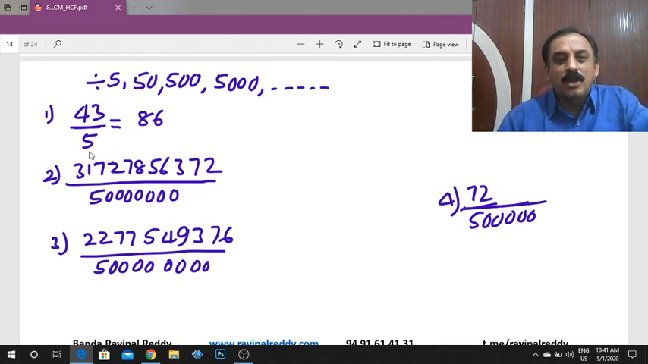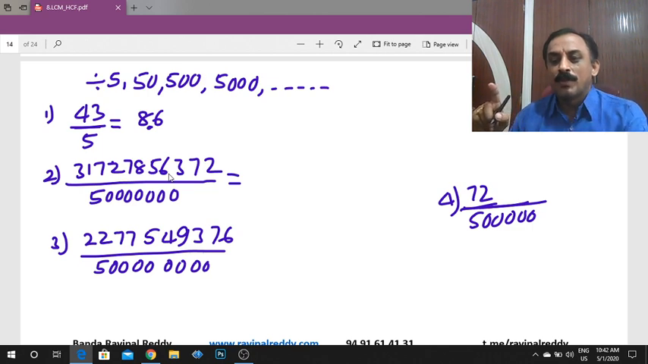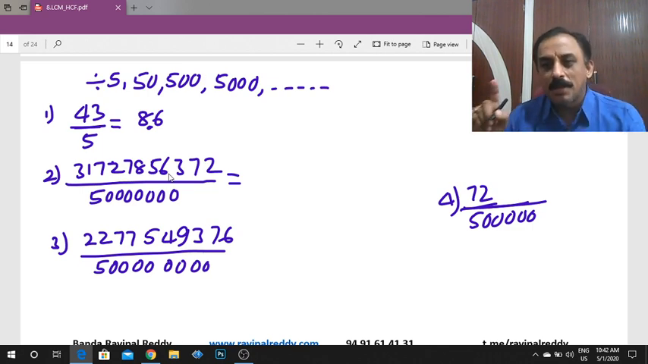Now after that, count the number of digits in the denominator. How many digits are there in the denominator? Only one digit. So put a point after one digit from the right side. 8.6 is the right answer. Now the second question: a very big number divided by 5 followed by many zeros. How do we divide? Very simple. First double the numerator. Double means multiply by 2. There is also a simple technique for multiplying by 2. In the next class I will discuss multiplication by 2.